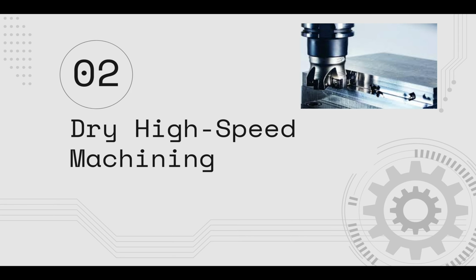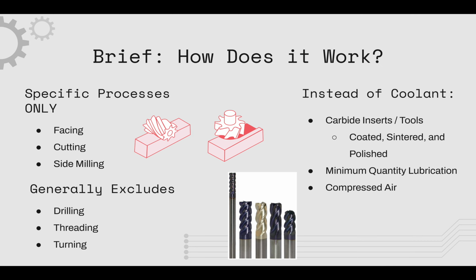The other type of cutting procedure is dry, high-speed machining. It is used only for facing, cutting, and side milling procedures, and not used for drilling, threading, and turning procedures. The reason dry cutting is not used for these procedures is because the tool experiences too hot of a temperature as well as chips getting stuck.